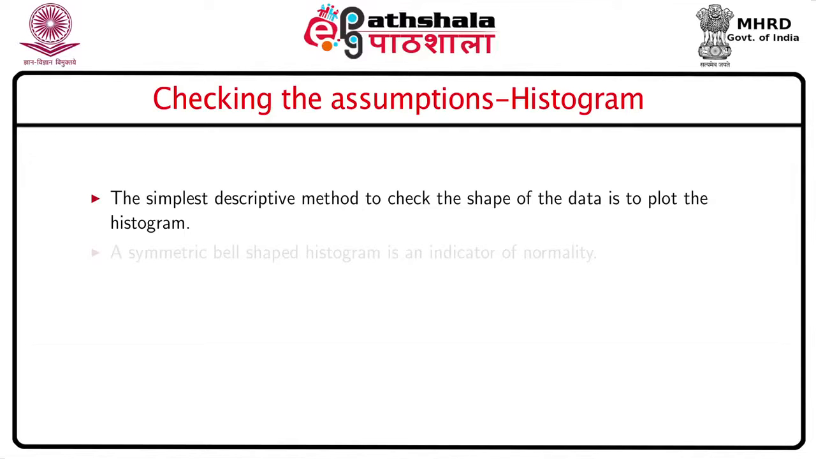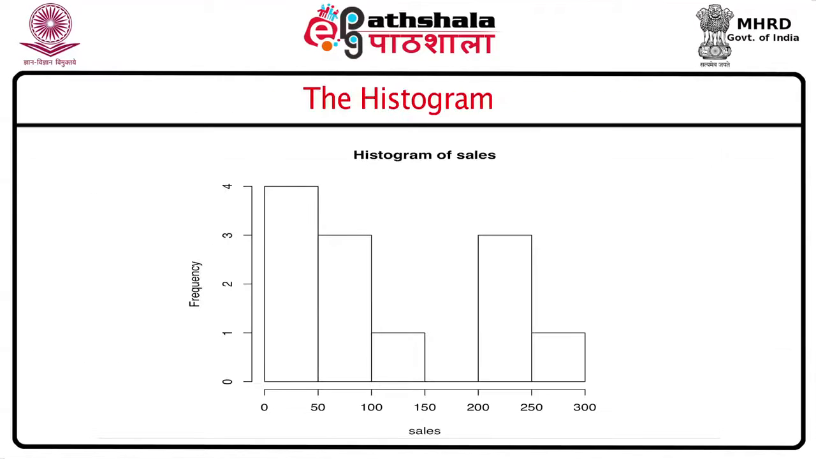For example, we use a histogram. Actually, the histogram is the simplest descriptive method to check the shape of the data in an easy manner. In particular, a symmetric bell-shaped histogram is an indicator of normality. So when we plot the histogram, we find that this is not symmetric and not bell-shaped. Actually, the histogram looks like a U-shaped curve.